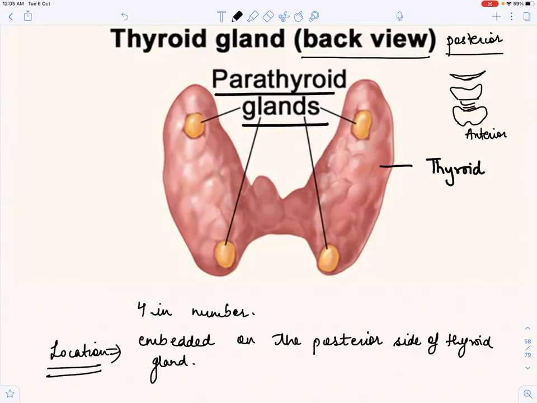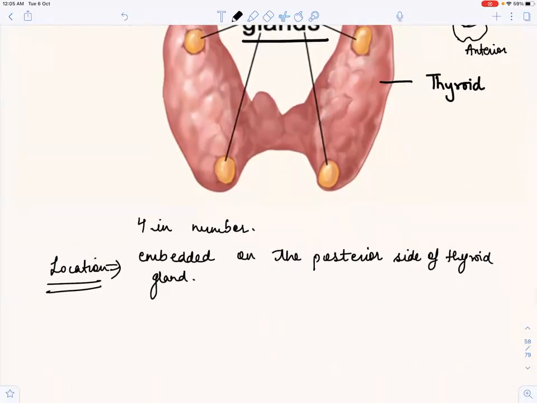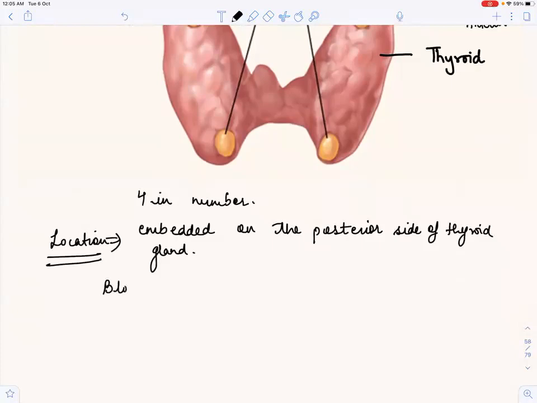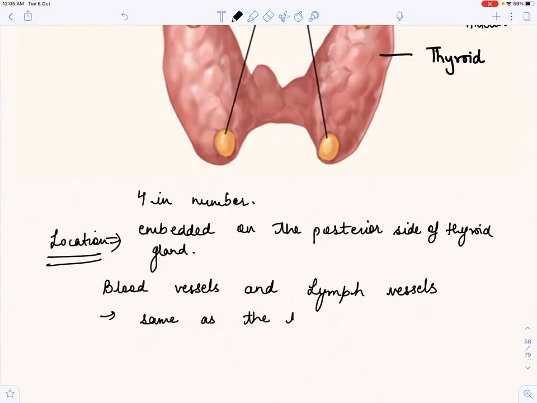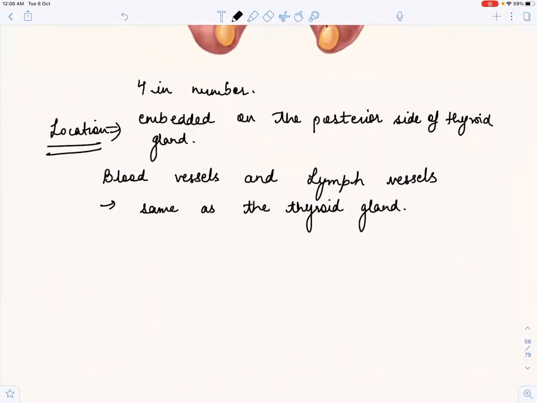So now let us move forward, and logically, what will be the blood vessels and lymph vessels that are supplying these parathyroid glands? Think and tell me. The blood vessels and lymph vessels that are supplying them are the same as for the thyroid gland, right? Before going into which hormone it is secreting, you should know about this gland also. So now let us see which hormone it is secreting.